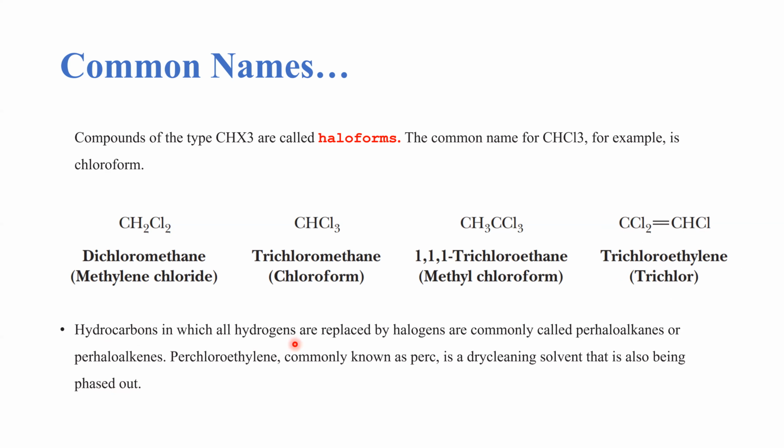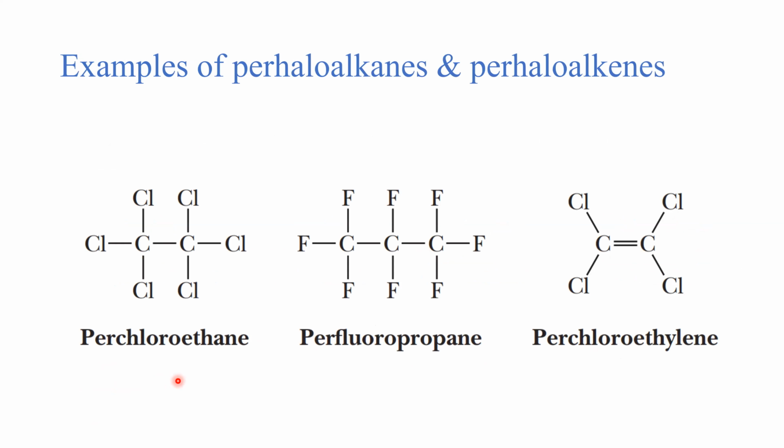Hydrocarbons in which all hydrogens are replaced by halogens are commonly called perhaloalkanes or perhaloalkenes. These are usually used for dry cleaning, right? Here are examples of perhaloalkanes and perhaloalkenes, and you can see the structure because all of the hydrogens have been replaced with halogens. That's why these are named perchloroethane, perfluoropropane, and perchloroethylene, right? I have given you all of these types of examples with chlorine, fluorine, and with chlorine on a carbon chain having a double bond.